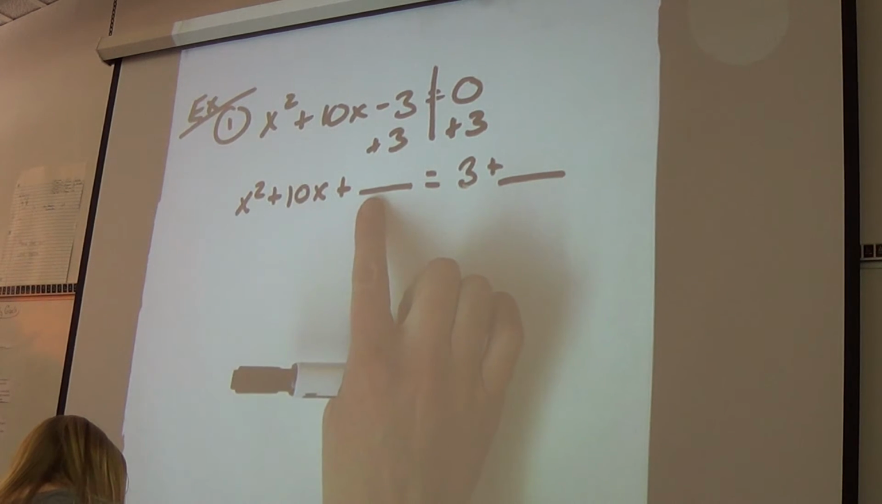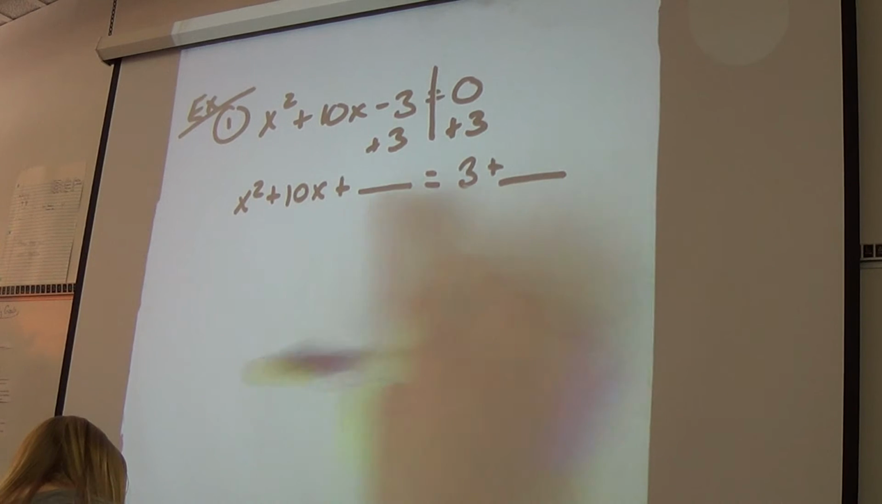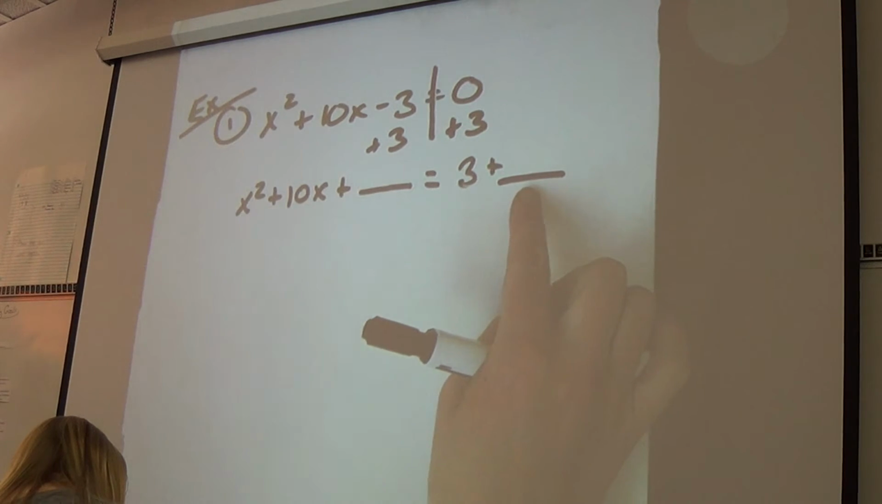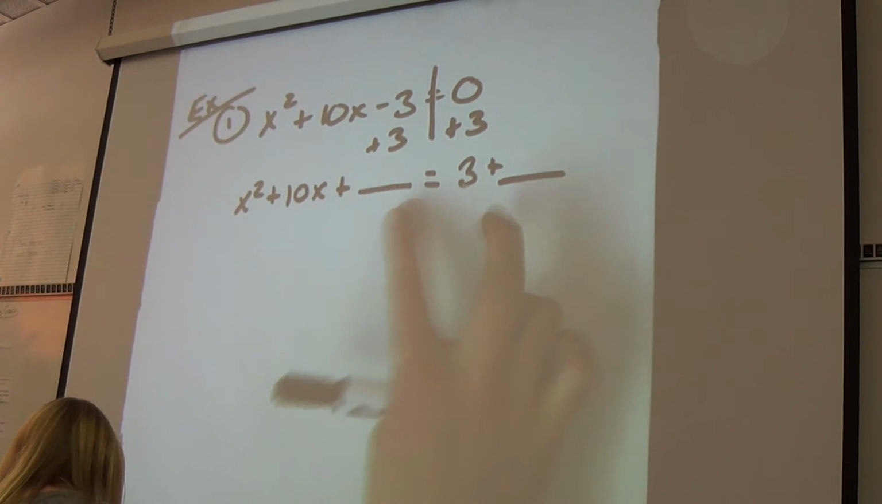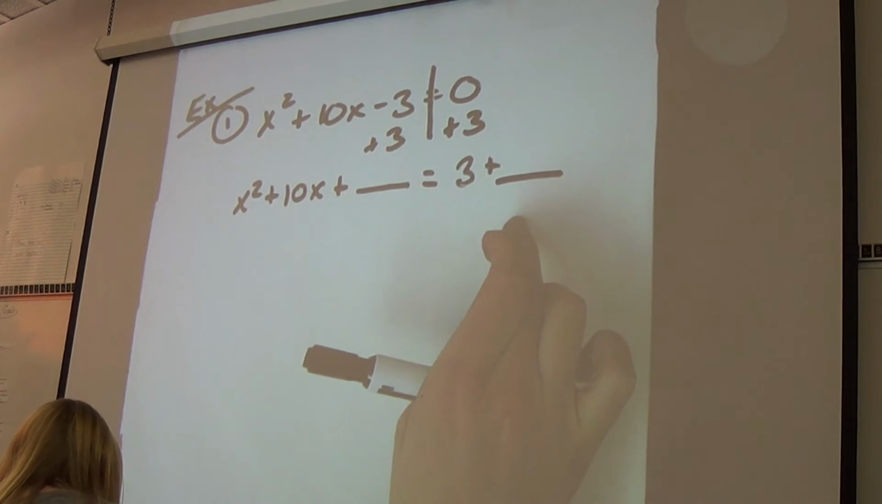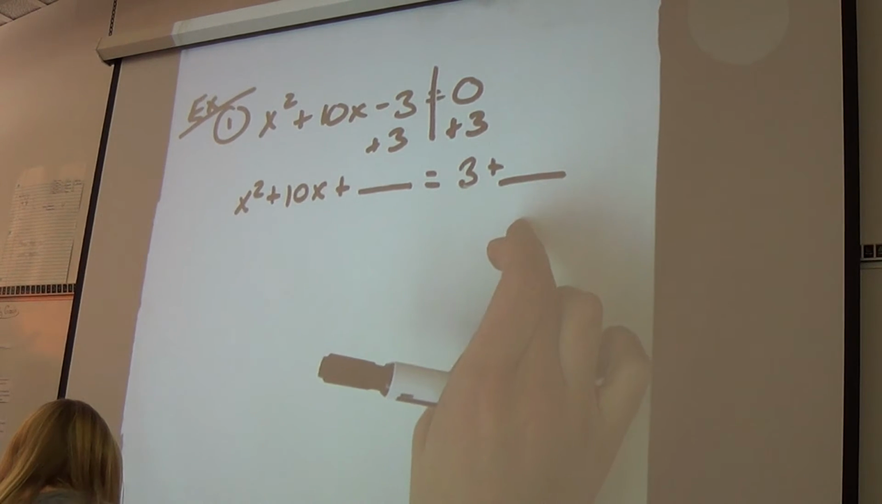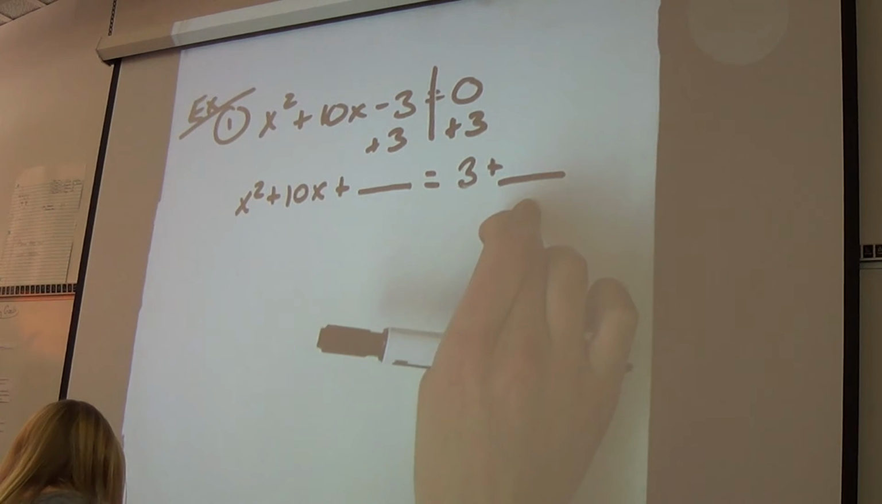But remember, it's an equation. What I do to one side, I have to do to the other side. So I always put the blanks down. That way it reminds my brain not to neglect the right-hand side. That's the number 1 mistake, is to not mess with the right-hand side.